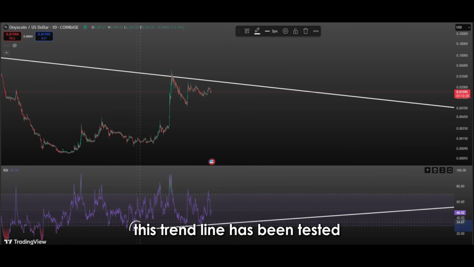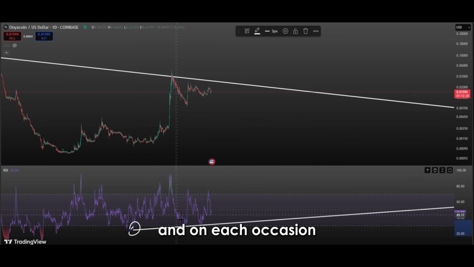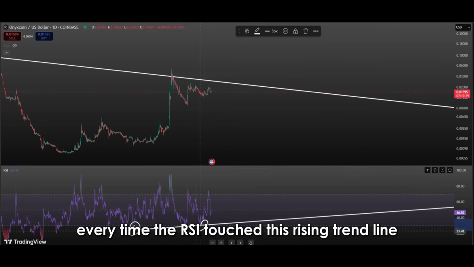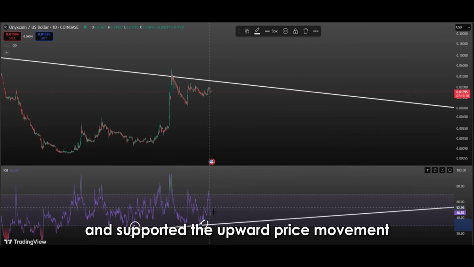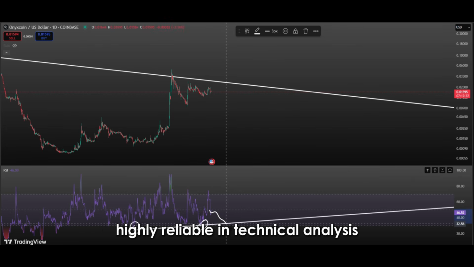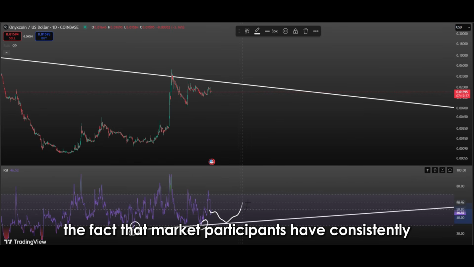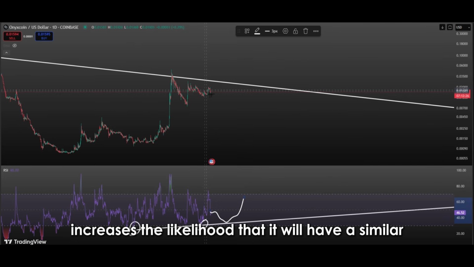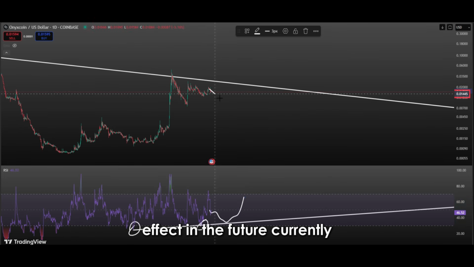This trend line has been tested several times in the past, and on each occasion, the RSI responded with an upward reaction. This means that every time the RSI touched this rising trend line, buyers stepped in and supported the upward price movement. Such structures are considered highly reliable in technical analysis. The fact that market participants have consistently respected a particular trend line in the past increases the likelihood that it will have a similar effect in the future.